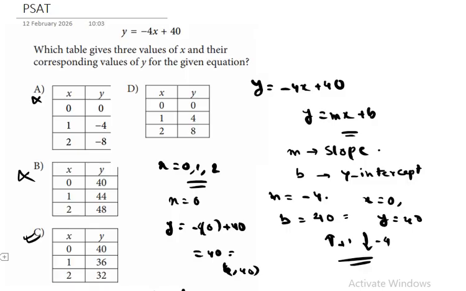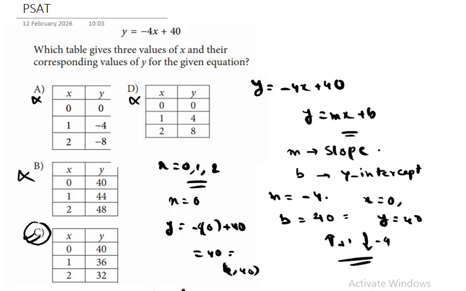Now come to option D. Option D says 0, 0, 1, 4, 2, 8. Again, when x is equal to 0, y should be what? 40. Yes. So option D is also wrong. Okay, so the final answer for this question will be option C.